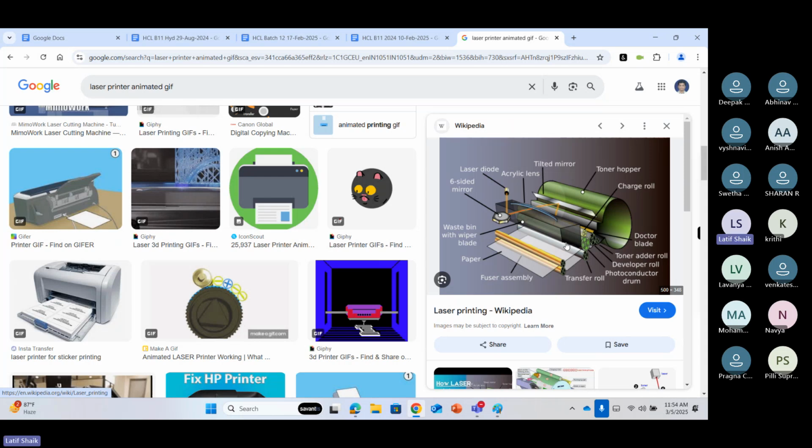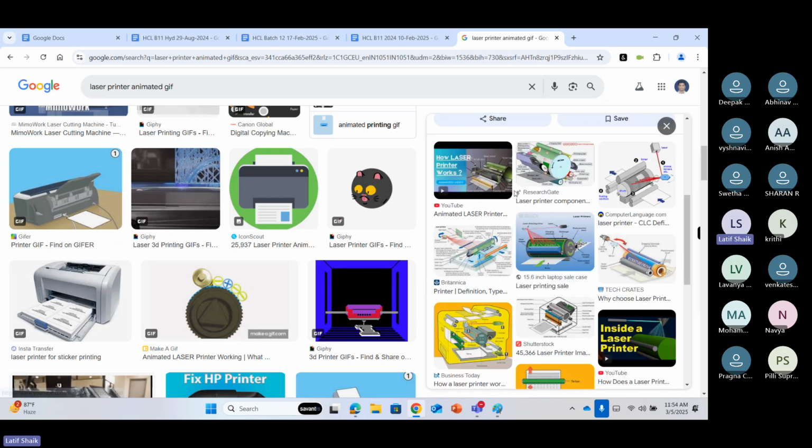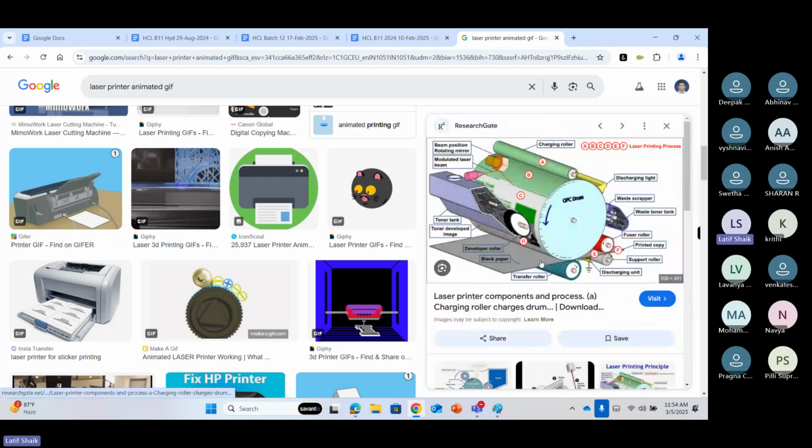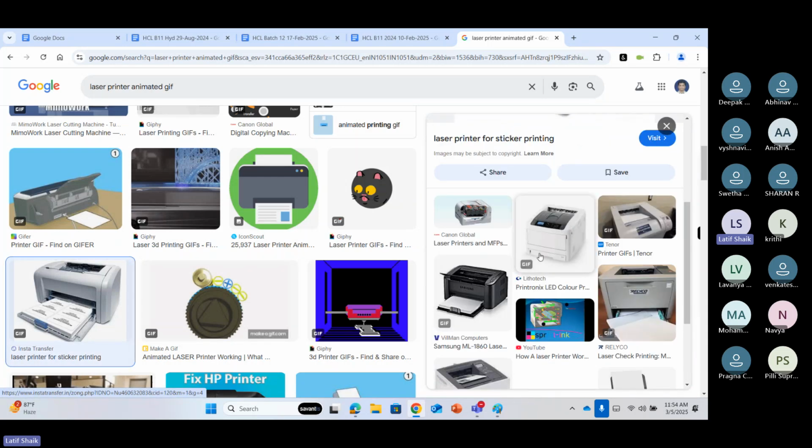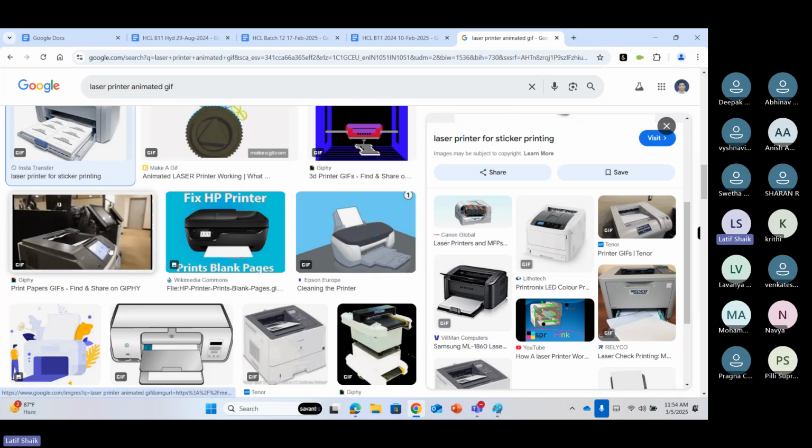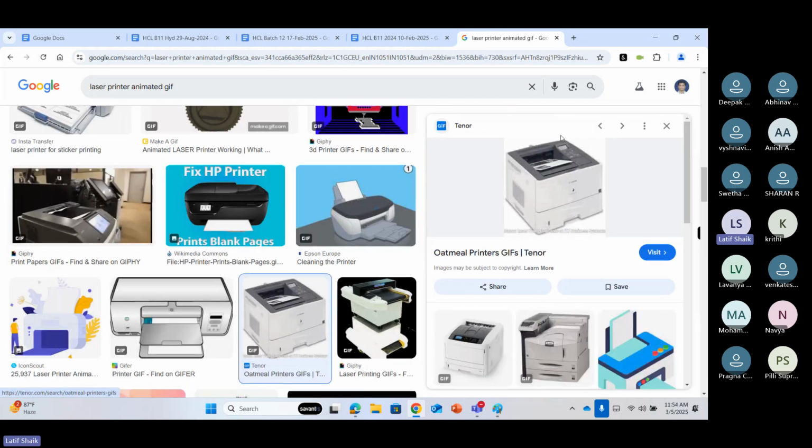So tilt mirror, arc-like lens. This is a laser beam, and it is applied on this drum. This is how the mechanism works. You actually don't require the functional mechanism, but if there is a printer, you should know how it works.